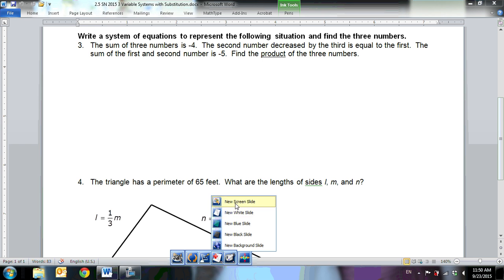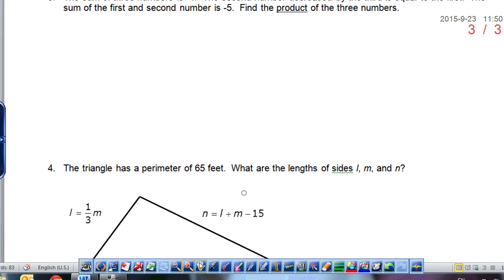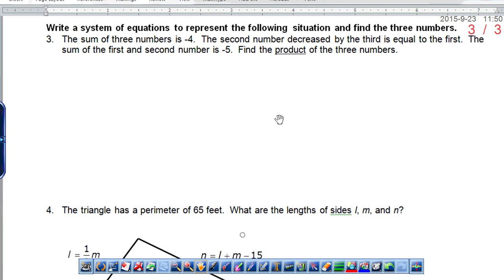All right, let's look at number 3. Number 3 is going to be an application problem using 3 variables. So we're going to write our system, and then we are going to find these 3 numbers that fit these requirements. And actually, if you notice that our question asks us to find the product, so that's what we'll be doing at the end. So the first thing we have to do is we have to write our system.